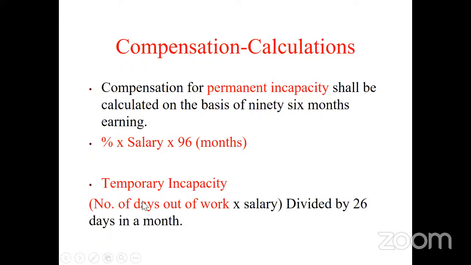And then we have temporary incapacity. For temporary incapacity, it is the number of days out of work, times salary, divided by 26 days in a month. This usually applies to casuals. As the law stipulates, it's supposed to be 4 and a third weeks. You multiply by 6 working days, and you'll get this 26. For permanent employees, we usually use 30 days in this formula. I hope you are together.